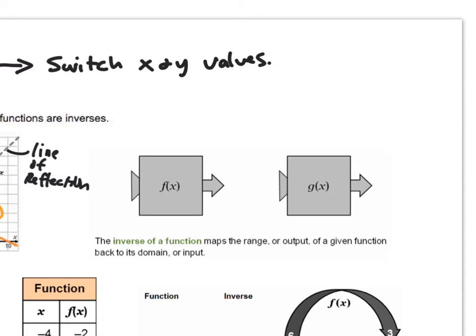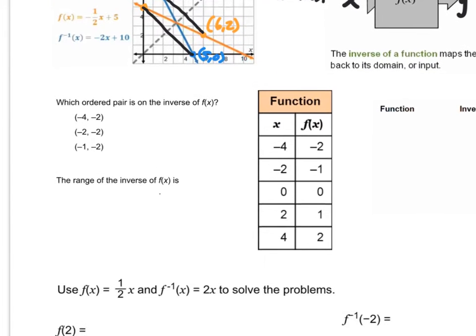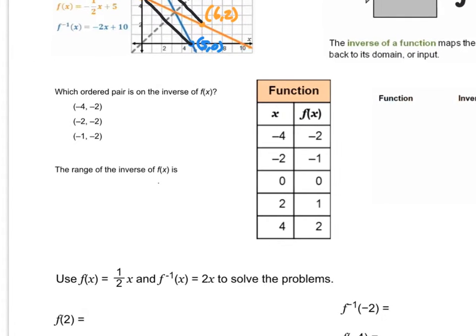So if g is the inverse of f, then you plug in an x value and you get a y value as a result. If you were to take the inverse, you would plug in the y value, and as a result, you'd get the x value. So it just goes backwards.